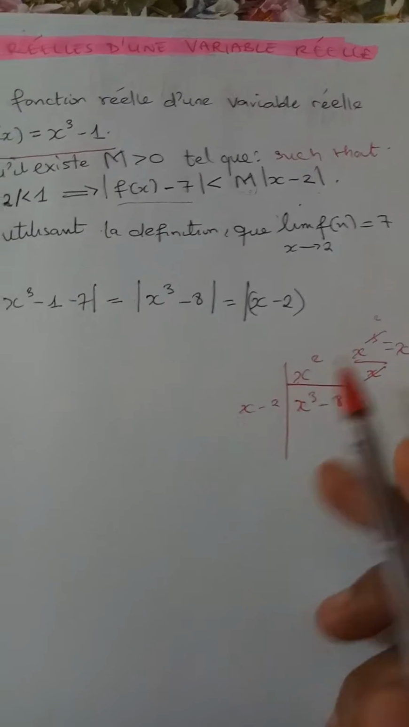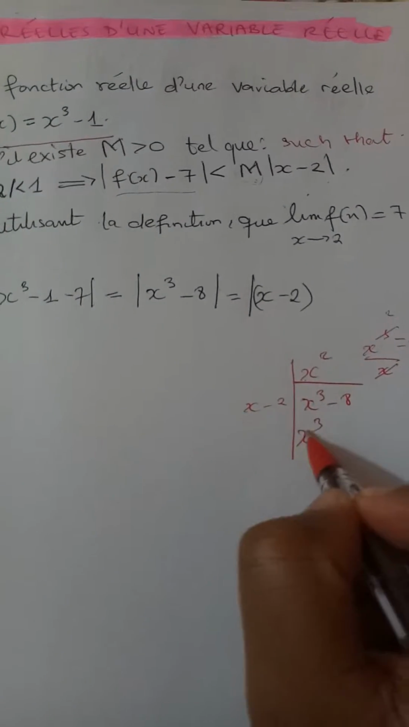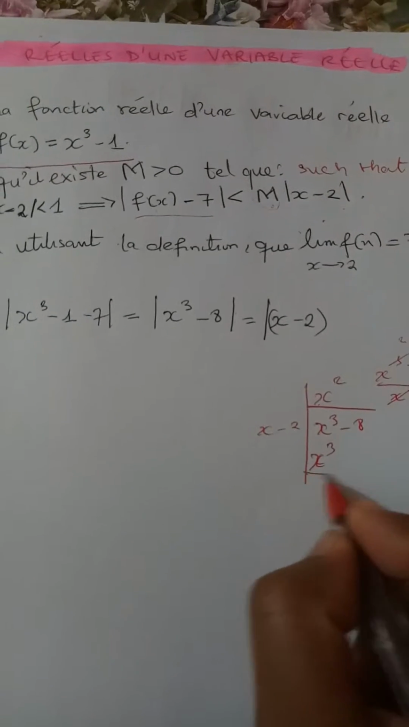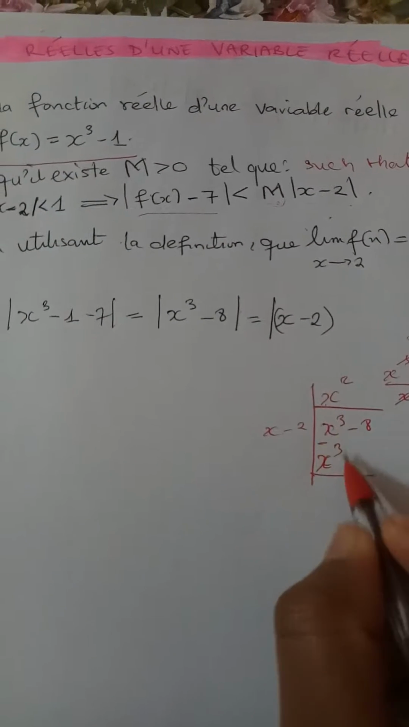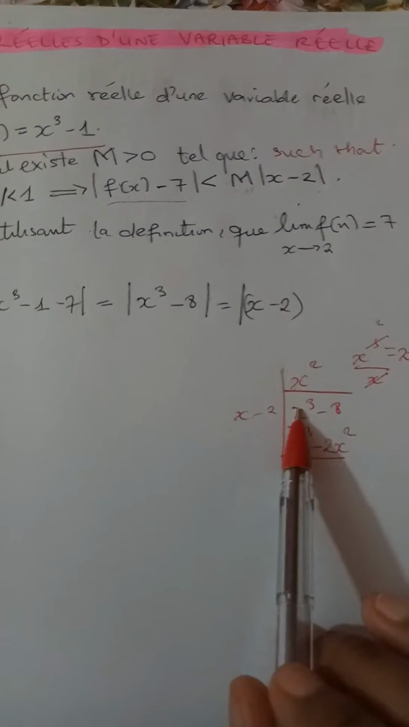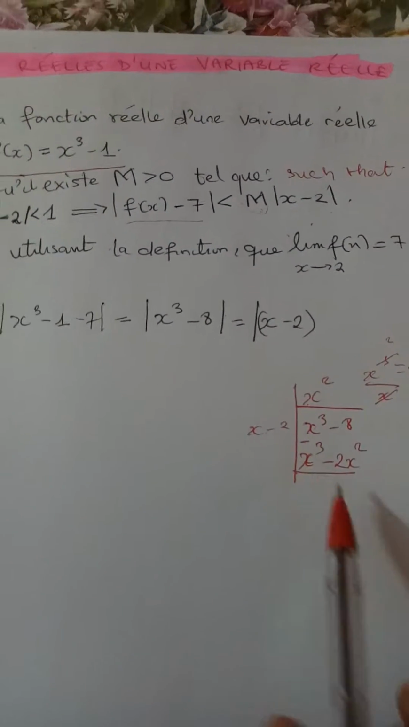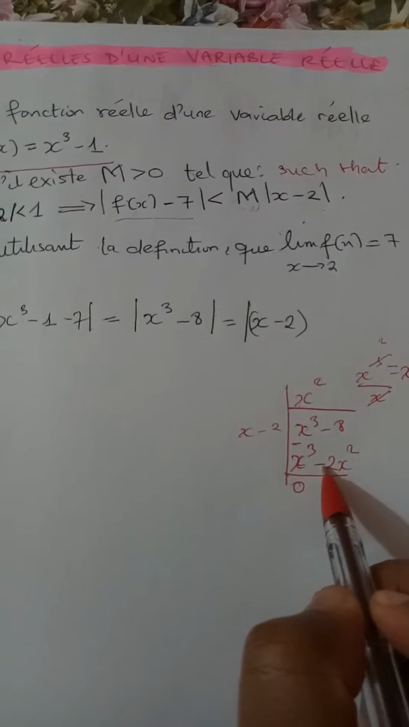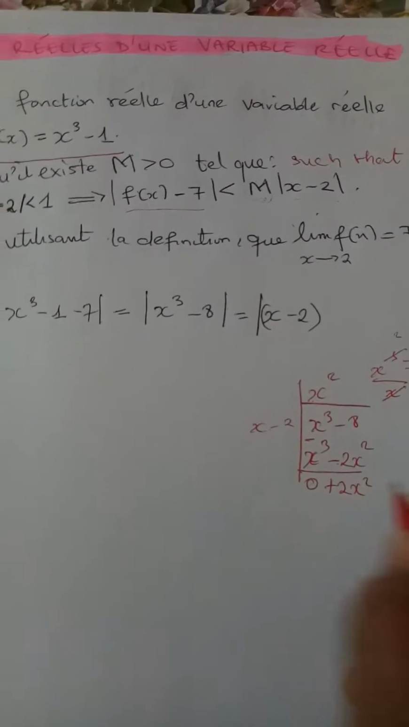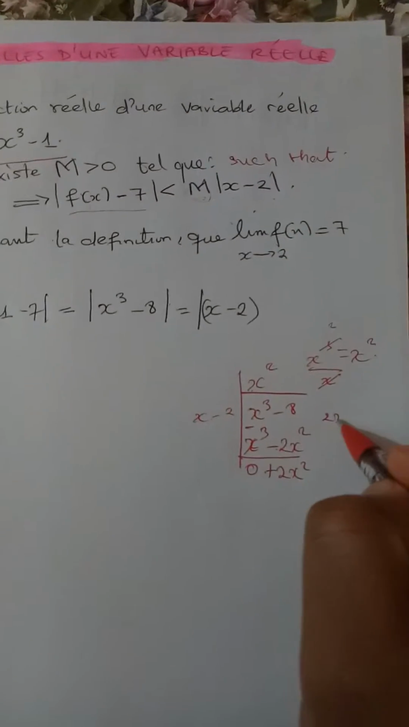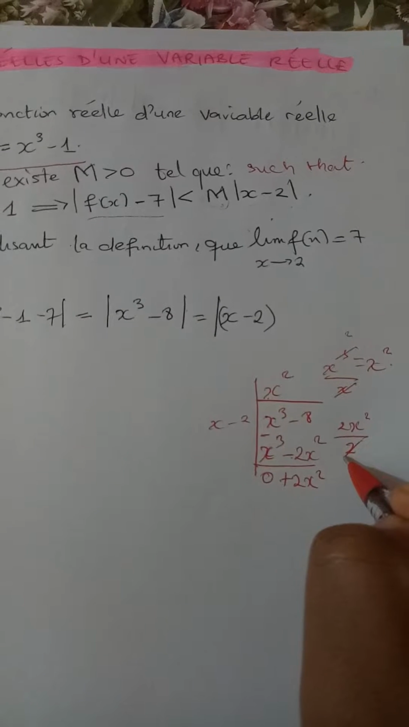So x raised to the power of 2 times x is x raised to the power of 3. Then x raised to the power of 2 times minus 2 will give me minus 2x raised to the power of 2. And x raised to the power of 3 minus x raised to the power of 3 is 0. Then this is minus, which will become plus, so plus 2x raised to the power of 2. Now 2x raised to the power of 2 over x gives 2x raised to the power of 2 over x.